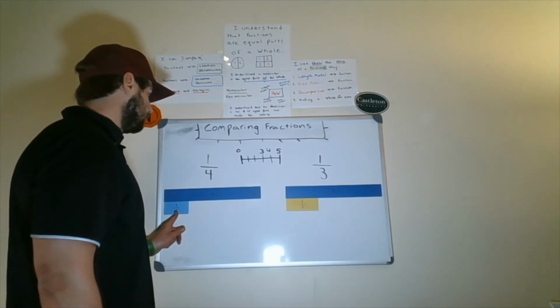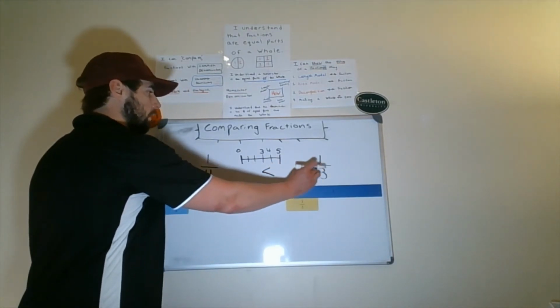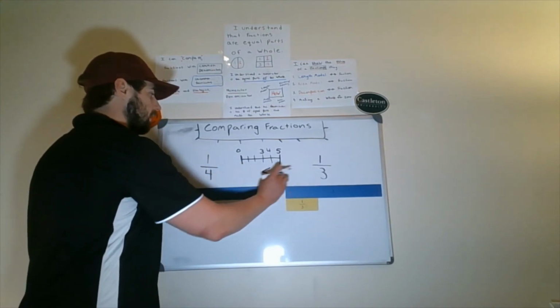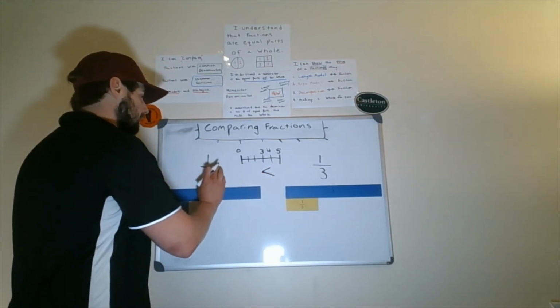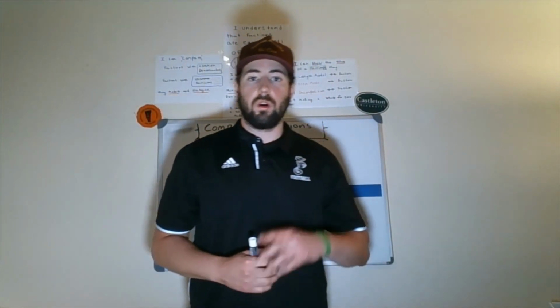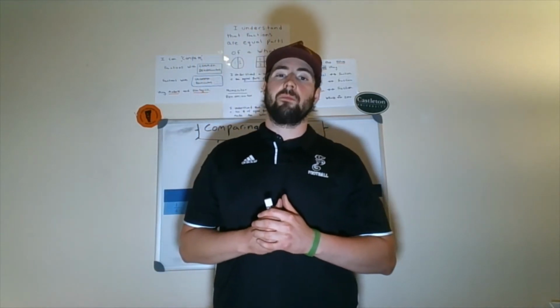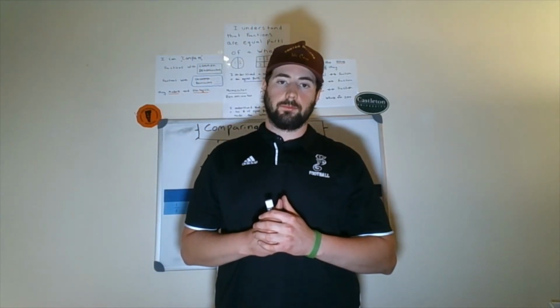Okay? 1/4 is less than 1/3. 1/3 is greater than 1/4. Talking about uncommon denominators with 1 part. If there's 1 part in each, that is a common numerator.